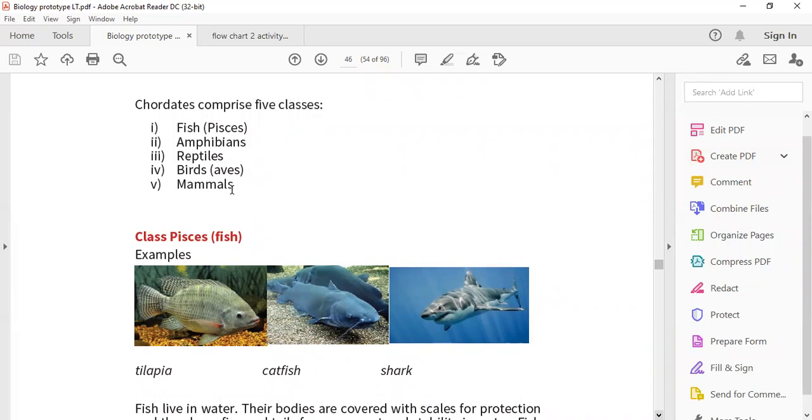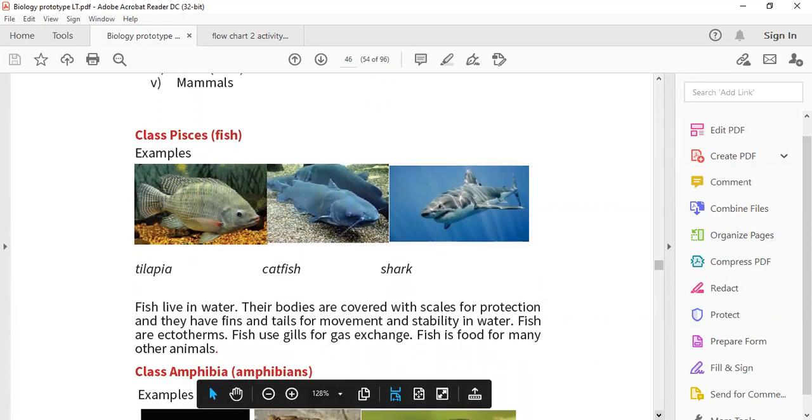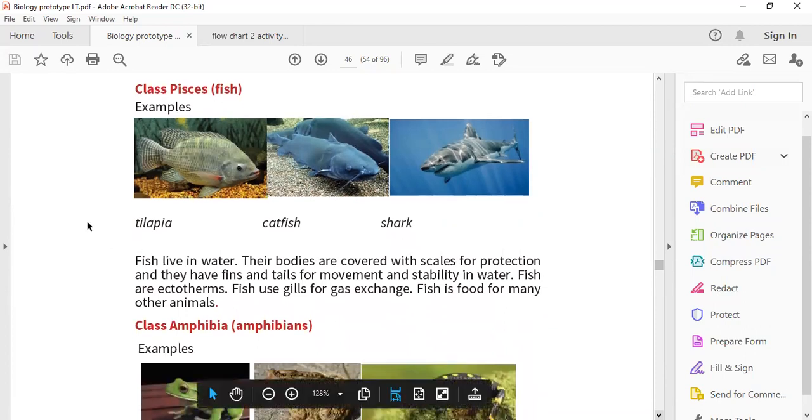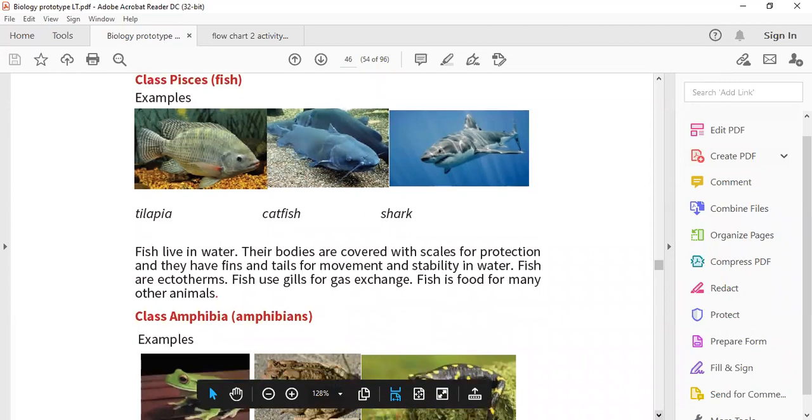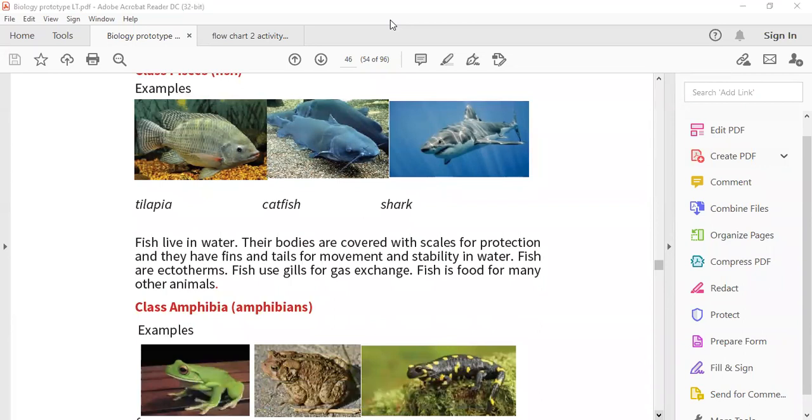Remember, Chordata or chordates is a phylum. Below the phylum, we have the class. Now we are looking at the different classes of the phylum Chordata, and we are seeing the five particular classes. And right here, we can see the fish. Now, someone needs to take us through fish. Yes, please, can someone take us through fish?